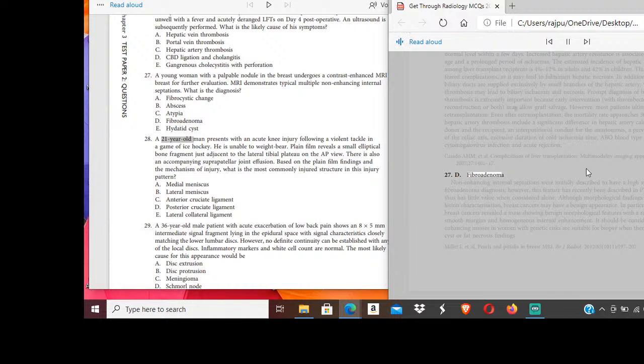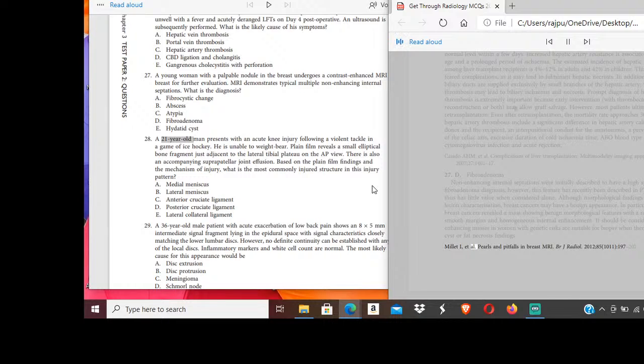27. D. Fibroadenoma. Non-enhancing internal septations were initially described to have a high specificity in fibroadenoma diagnosis. However, this feature has recently been described in PTs and cancers and thus has little value when considered alone. Although morphological findings are important in lesion characterization, breast cancers may have a benign appearance. In particular, 30% of familial breast cancers revealed a mass showing benign morphological features with a round or oval shape, smooth margins and homogeneous internal enhancement. It should be considered that all enhancing masses in women with genetic risks are suitable for biopsy when there is a lack of typical cyst or fat necrosis findings.